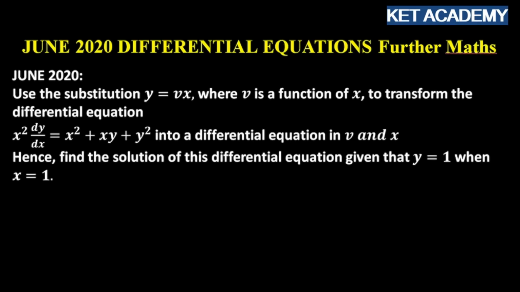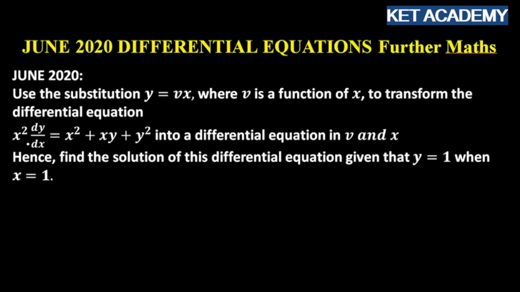Question 1 says to use the substitution y equals vx, where v is a function of x, to transform the differential equation x squared dy over dx equals x squared plus xy plus y squared into a differential equation in v and x. Hence, find the solution of this differential equation given that y is 1 when x is 1.